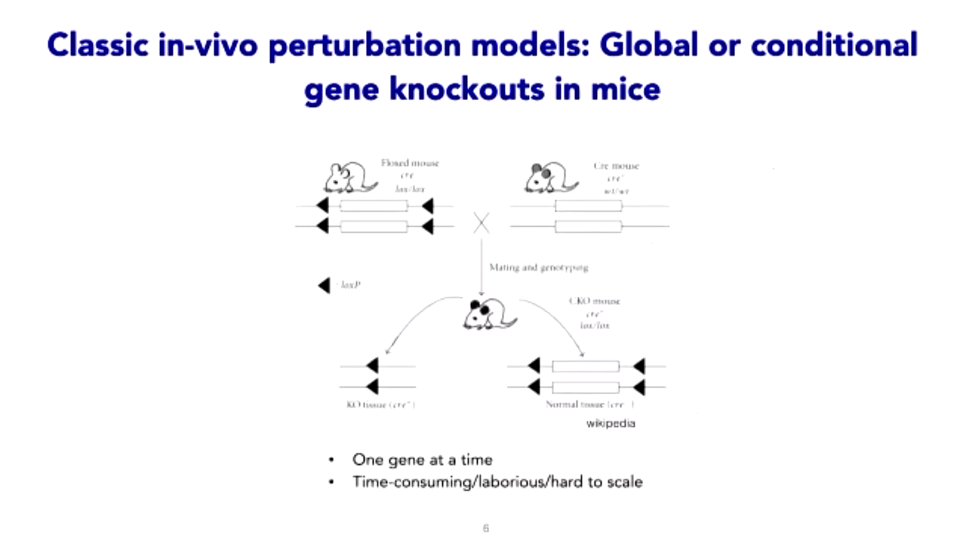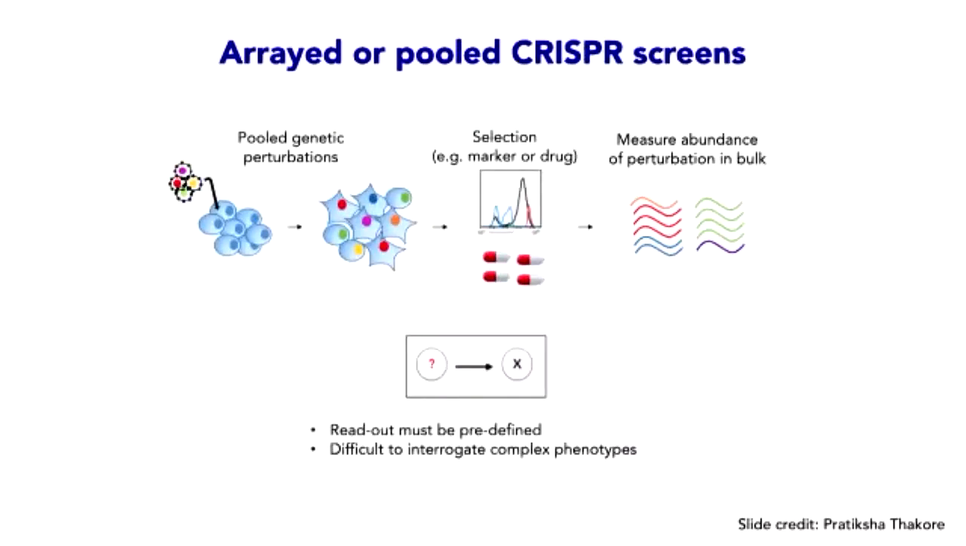However, classic in vivo perturbation models that we think of in the lab, like a global or conditional gene knockout mouse model, are really great for studying any system that we want, but they can be quite time-consuming to create. And usually, we study one gene at a time, and this becomes pretty hard to scale. On the other hand, now we have technologies like CRISPR, which have really allowed us to do arrayed or parallel CRISPR screens, which allow us to study many genetic perturbations at the same time, made possible because we can measure the abundance of each guide or perturbation at the end of the screen.